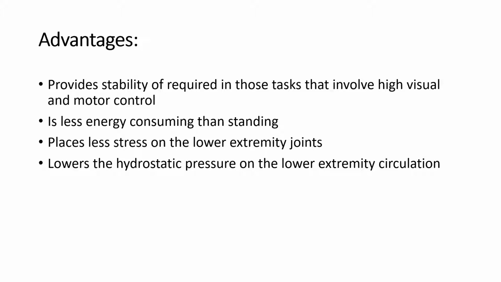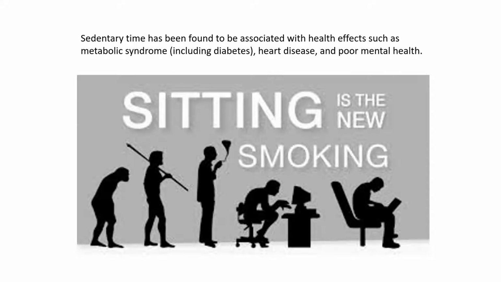For jobs that need high precision, high visual control, high motor control, we need to have good stability to do these types of jobs. So sitting can provide good stability. Also, during sitting, we consume less energy than standing, and the pressure and stress on our lower extremities is lower. And also, the lower hydrostatic pressure can help us have better circulation in our lower extremities. So also we can do many tasks in the sitting position much better.